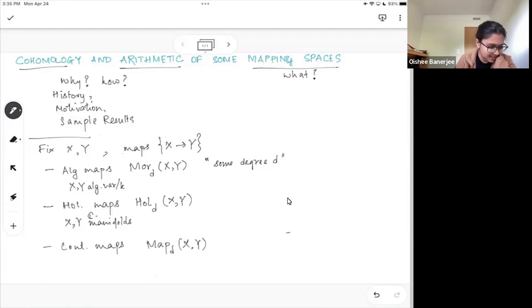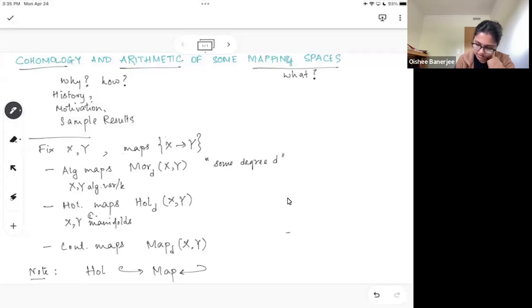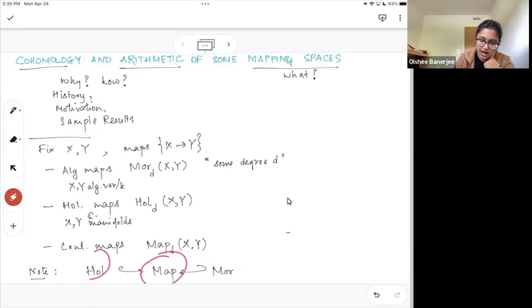And note that there are these natural inclusions. The holomorphic maps sit inside the space of continuous maps, and so do the algebraic maps, which I denote by Mor. And even though we won't make much comparison between these, all three of them will come up when I talk about the motivation behind considering cohomology and arithmetic of some of these spaces. Okay, so this is pretty much about the what.